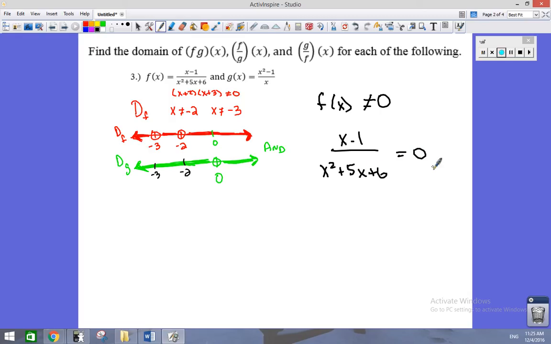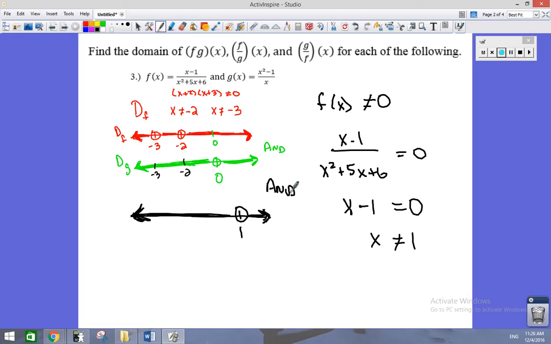Well, when does this fraction reduce to 0? When does any fraction reduce to 0? When the numerator equals 0. And if I set this numerator equal to 0, x minus 1 is 0, I have to avoid the number 1. Last time I avoided negative 1 and positive 1. Well, this time I'm only avoiding 1. So when I come over to draw the values that are acceptable for f that don't cause division by 0, I get this.